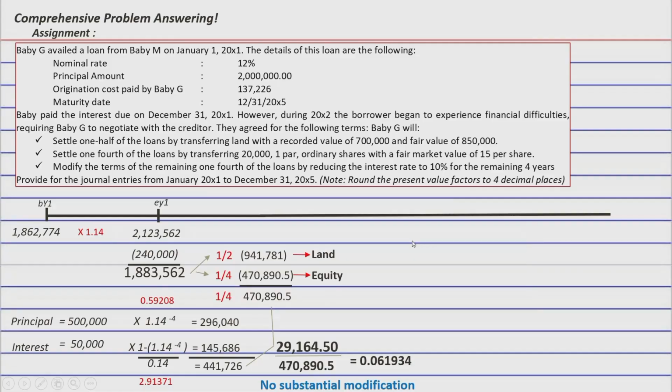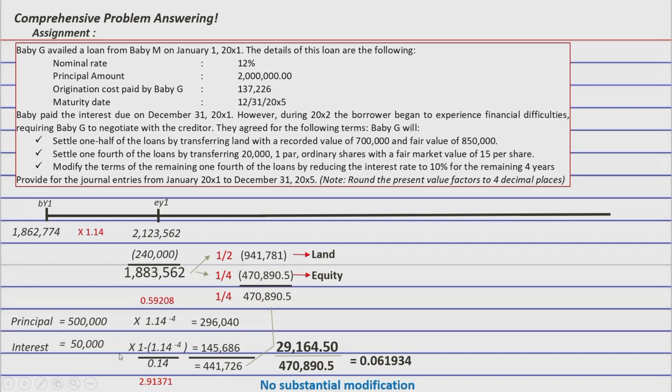So, as a matter of recap of the past episodes, we had this problem where we had a loan, and that loan was recorded first using the amount of net proceeds that we have received, assuming, of course, the foot of baby G. So baby G is the main character in that problem. So in solving problems, we always assume who's the main character in the problem, okay? So the net proceeds, by the way, is again 1,862,774.